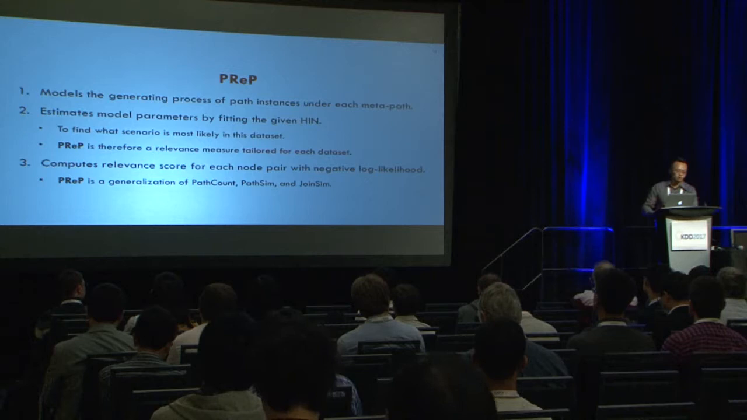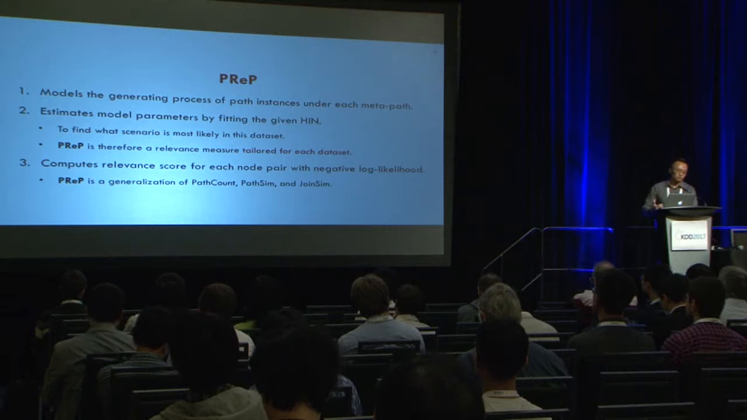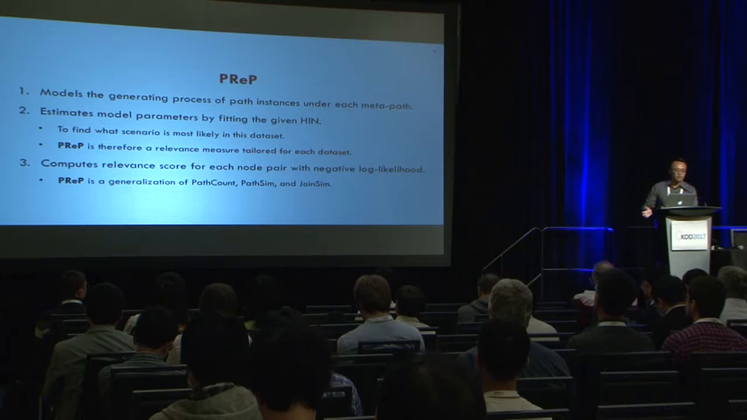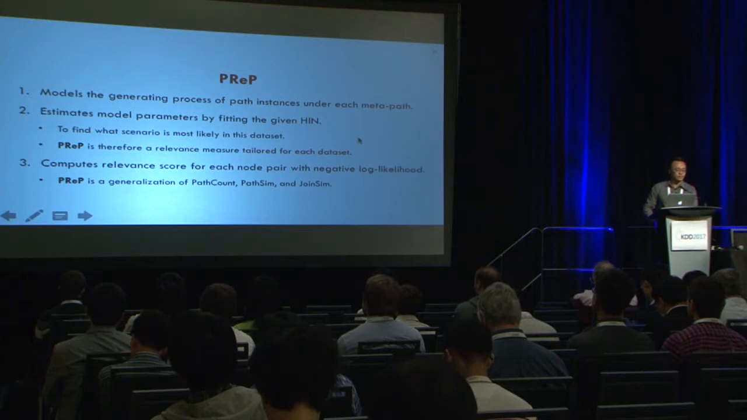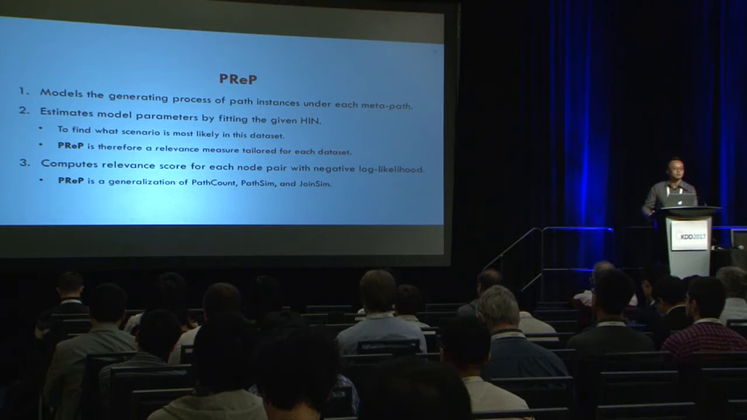In other words, PrEP is therefore a relevance measure tailored for each data set. And after model fitting, PrEP computes the relevance score for each node pair with negative log likelihood. And we note that PrEP is actually a generalization of existing path-based relevance measures, including path count, path sim, and join sim.